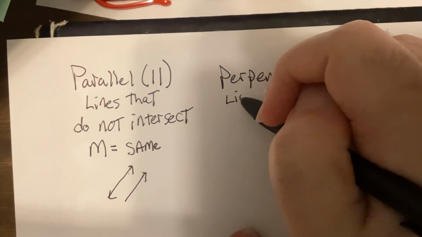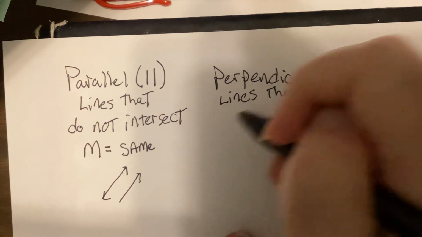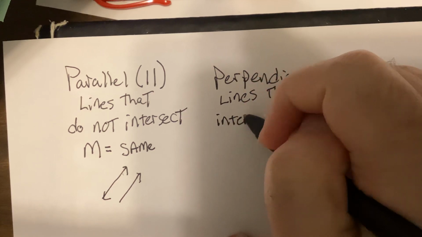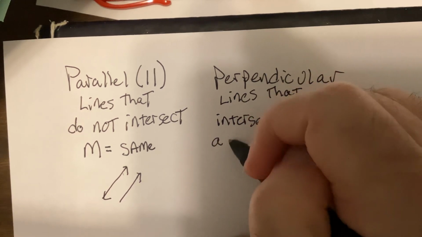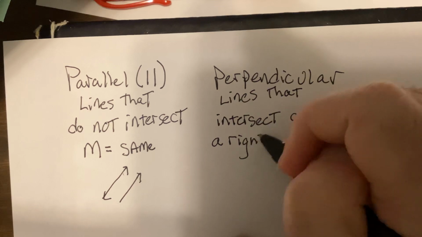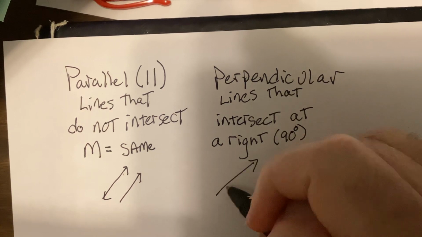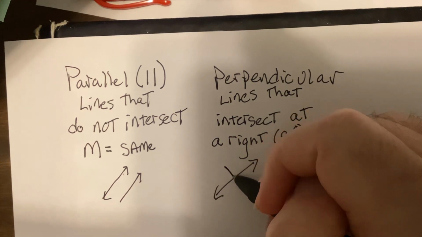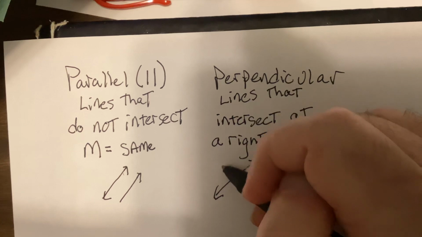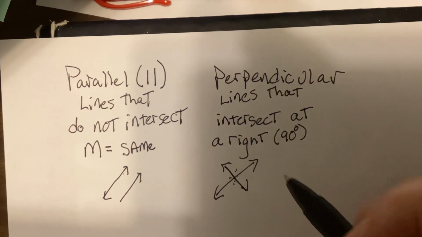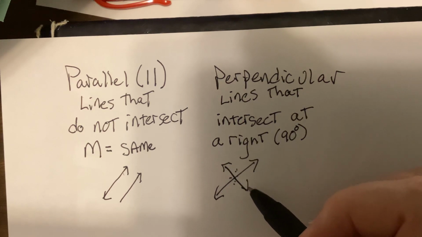Perpendicular are lines that intersect or cross at a right angle. Or another way to say it is at a 90-degree angle. So if you have a line doing this, the perpendicular would have to cross, so this, and this, all 4 angles are right angles. Now hopefully you can see if one is going up to the right, the other one has to be going down to the right.